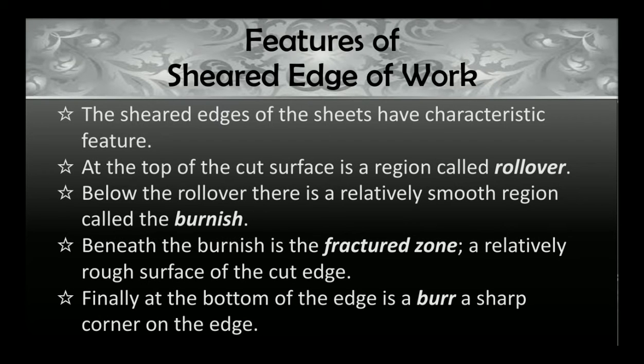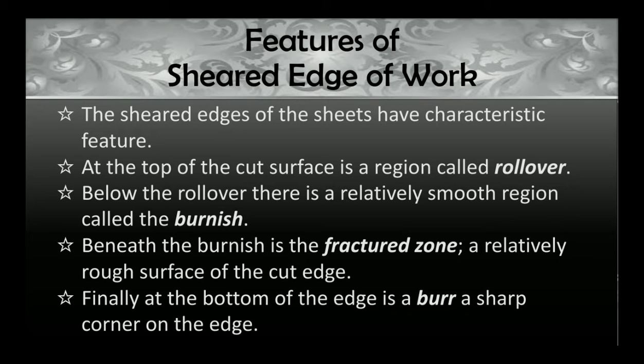So this is the feature of the sheared edge of work. The sheared edges of the sheet have characteristic features as seen in the figure a while ago. At the top of the cut surface is a region called the rollover. This corresponds to the depression made by the punch in the work prior to cutting. It is where initial plastic deformation occurred in the work.